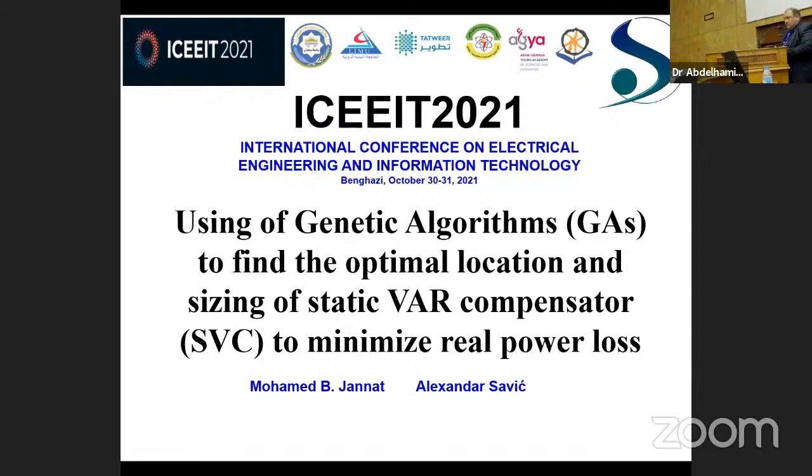I will start to present my paper. Using genetic algorithms to find the optimal locations and the sizing of static VAR compensation to minimize real power losses.